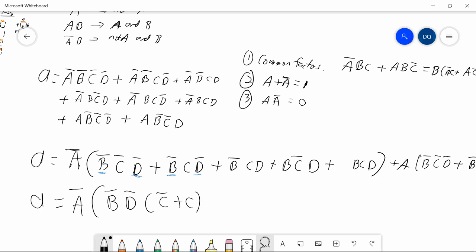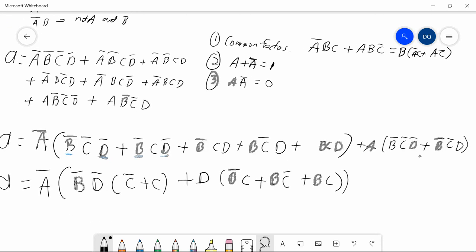Now when I look at the next two terms, that has a not B, that doesn't, that has a B, that has a not C, that has a C, but they both have D, and actually that last one also has a D. So out of those last three terms, I'm going to pull out their common factor, which is a D. And I'm left with not B and C, or B and not C, or B and C.